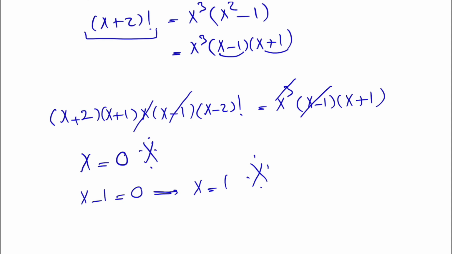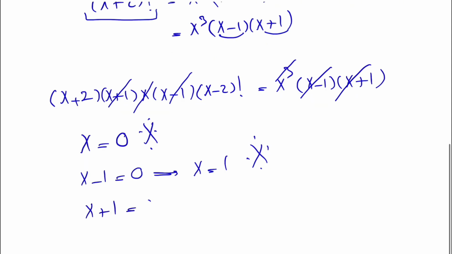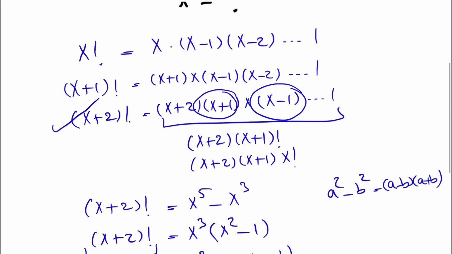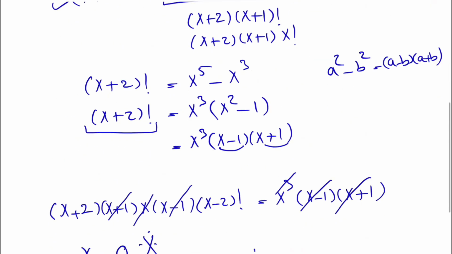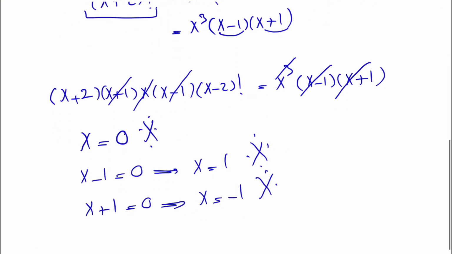Number 3, we also have x plus 1. We can cancel out x plus 1 on each side; x plus 1 is equal to 0, so x will be minus 1. Let's see what we get in here. So minus 1 here is going to give us minus 1 plus 2, 1, factorial, minus 1, 0, and on the other side we have minus 1. Okay, this doesn't work either.